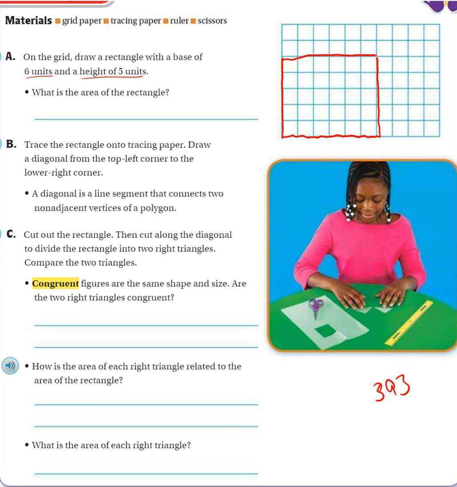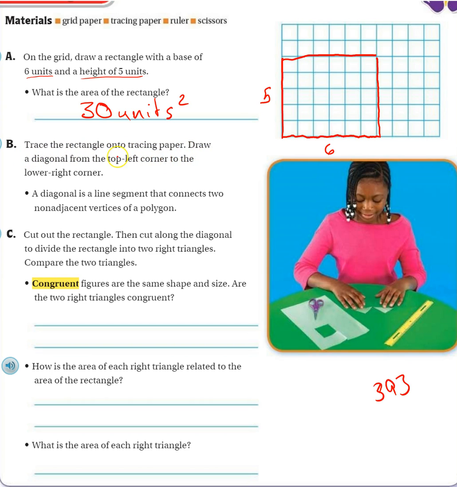Okay. What is the area of the rectangle? Well, if it is 5 by 6, that would be 30 units squared. And when you use it on grid paper, you could just count the boxes inside as well, and you'd find 30.